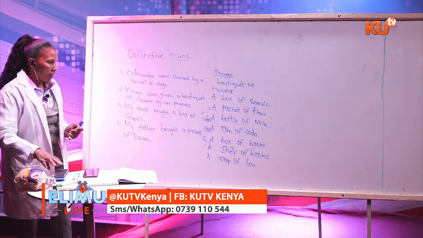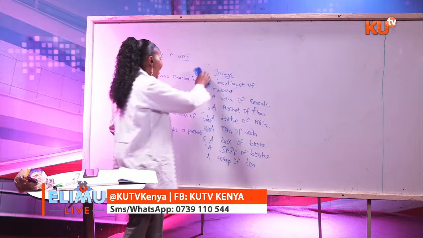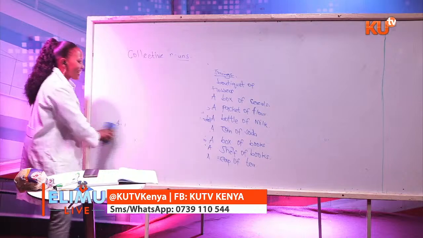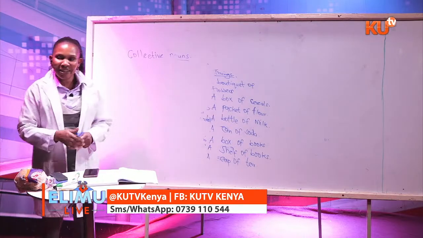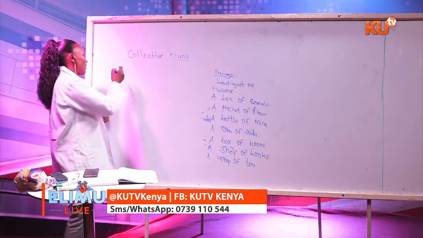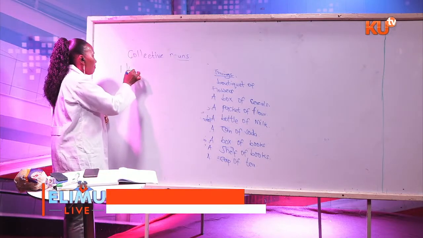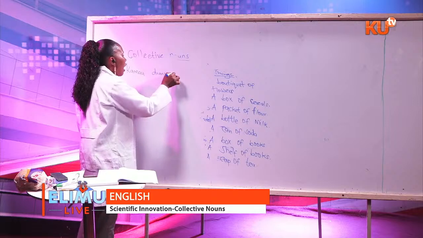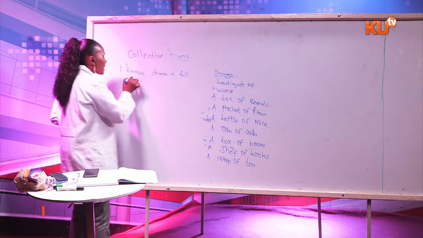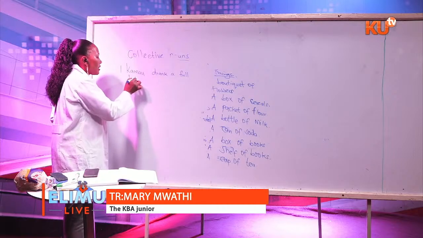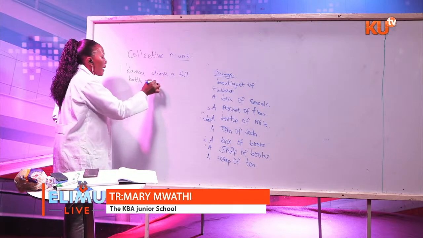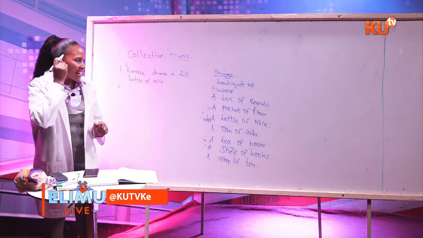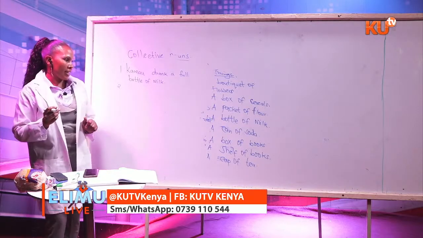We have a bottle of milk. We can construct a sentence using a bottle of milk. Kamau drank a full bottle of milk.